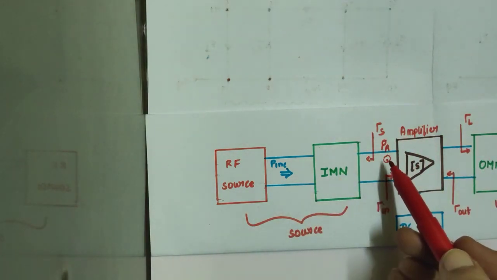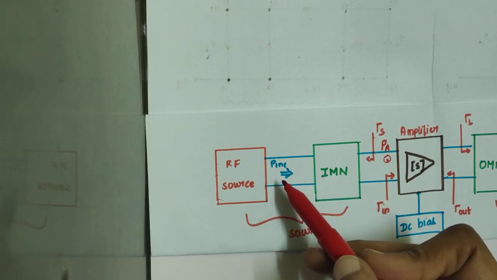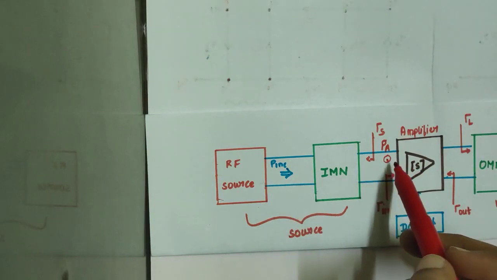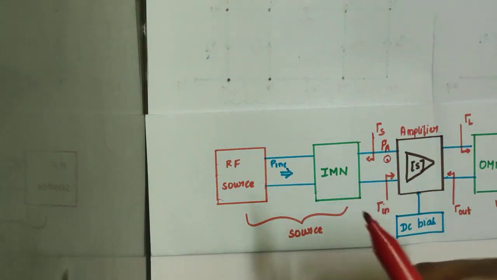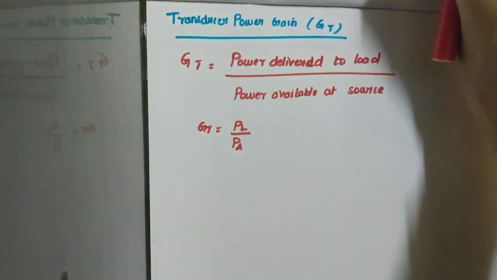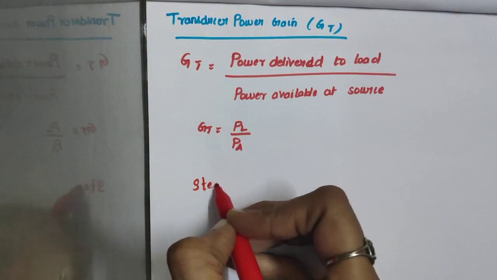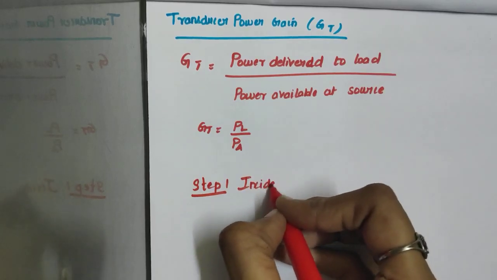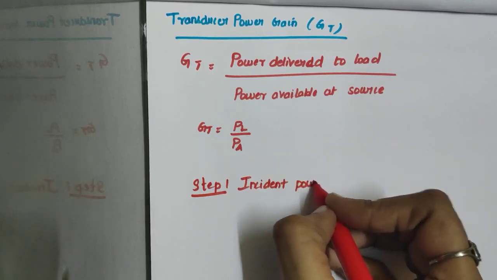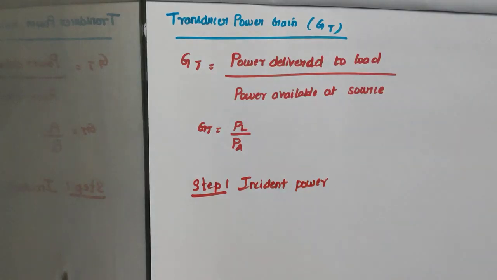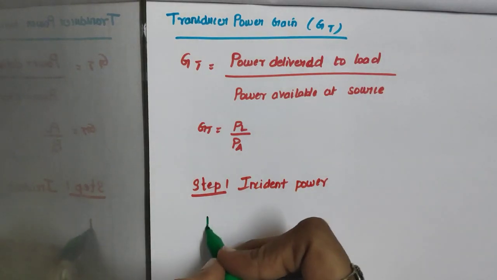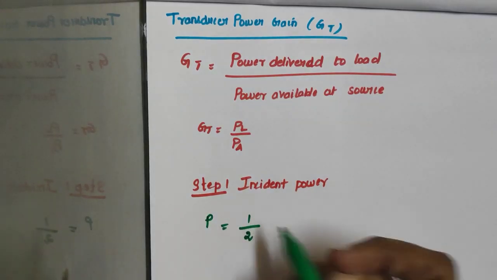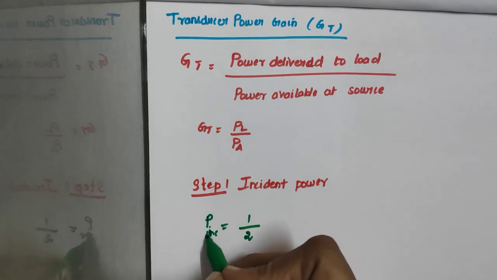So to measure the available power, we need to first know what the incident power is, and from the incident power I'll be calculating what the available power is at the input of the amplifier. So let us start by calculating the incident power. Step 1 in the transducer derivation: I'm going to calculate the incident power from the source. Now what is the formula that we saw for power already? Power was half of the particular wave, the whole square. So I'm going to calculate the incident wave.